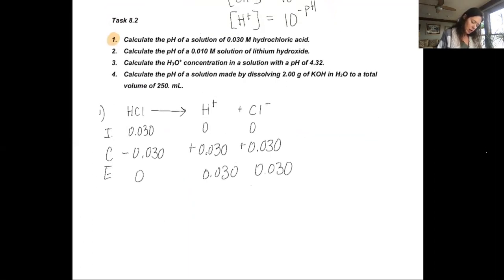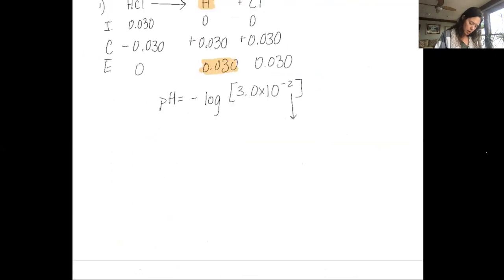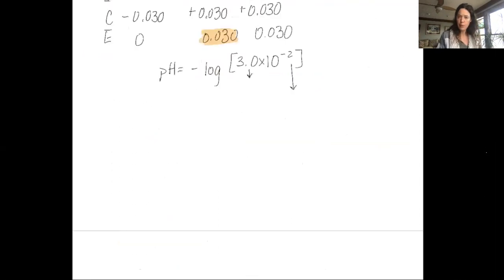So I see that all I need to do is get the negative log of my hydrogen ion concentration. Let's put it into scientific notation to help us predict it. And what will we predict? We predict it'll be around 2, and a little bit less than 2. So let's negative log that. Negative log 3.0 E negative 2. In fact, we have 1.52. pH equals 1.52.